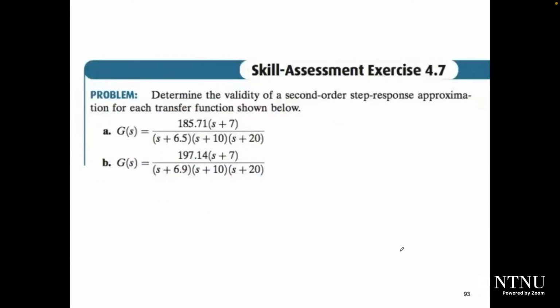We have here a skill assessment exercise. Check the validity of the second order step response approximation for each of those. I mean, we need to look into it. You can see here, can we approximate this one as a second order system? Yes, when we look into it, we can see that we have here a zero at S plus 7. We have here a pole at S plus 6.5. So we need to check, can we cancel this one with this one? So the system will be a second order system. So it will be 85.71 divided by S plus 10 multiplied by S plus 20.